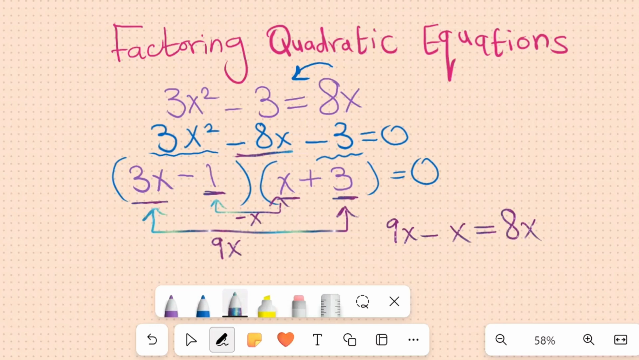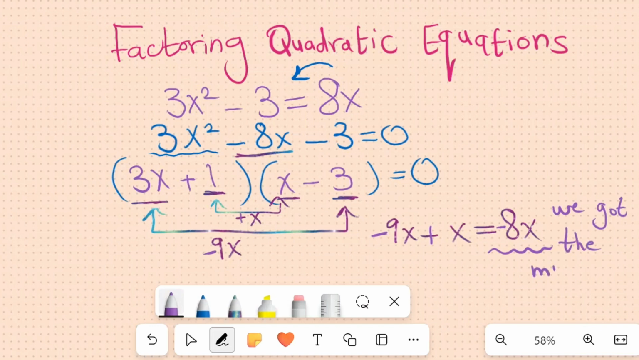And here, let's do something. Let's flip the signs, for example. Let's put a positive sign in the first bracket and a negative sign in the other bracket. And we're going to multiply the terms that are far apart from each other. 3x times negative 3 is negative 9x. 1 times x is plus x. Negative 9x plus x equals negative 8x. And we got the middle term correctly.